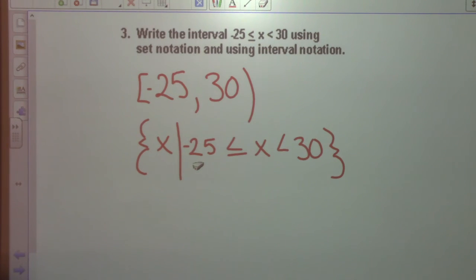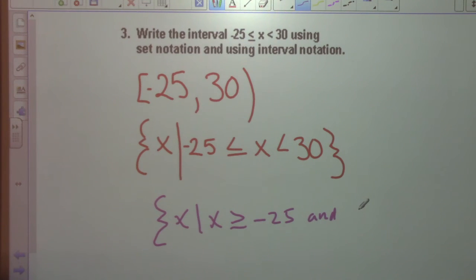There's another way you could do set notation. It's the same thing every time, kind of a combination of things. You could also write it, the set notation, you could do this. Bottom one, you can write x such that x is greater than or equal to negative 25. But then you have to take care of this, right? And x is less than 30, right? You could do that, but what's awkward about this?